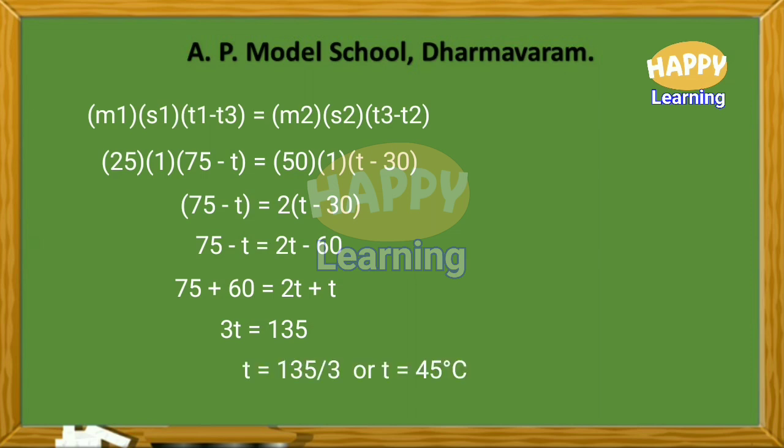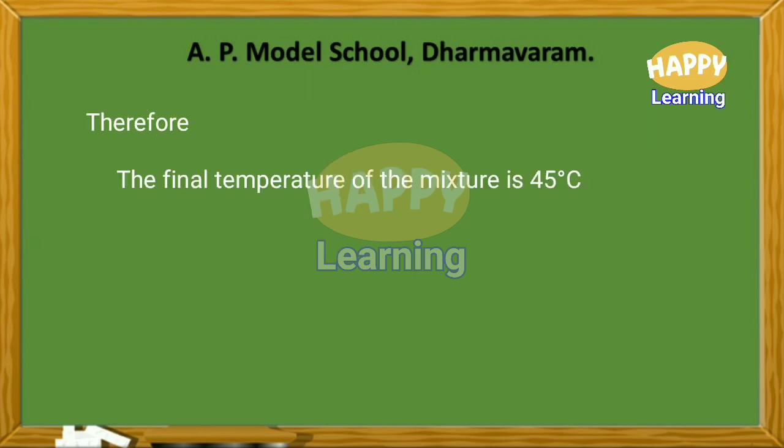Then T equal to 135 divided by 3, or T equal to 45 degree Celsius. Therefore, the final temperature of the mixture is 45 degree Celsius.